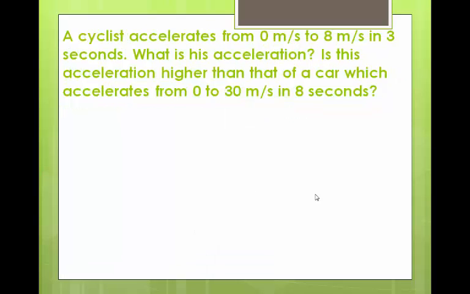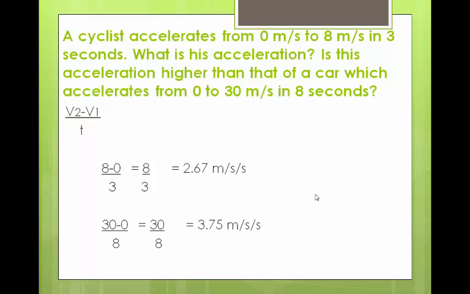A cyclist accelerates from 0 to 8 meters per second in 3 seconds. What's his acceleration? Is it higher than a car's acceleration that goes from 0 to 30 in 8 seconds? So you're going to do two different problems here. The first one, 8 minus 0 divided by 3 is 2.67 meters per second squared. And then you have 30 minus 0 divided by 8, which is 3.75 meters per second squared. So the acceleration of the car would be greater, just as you thought it would.